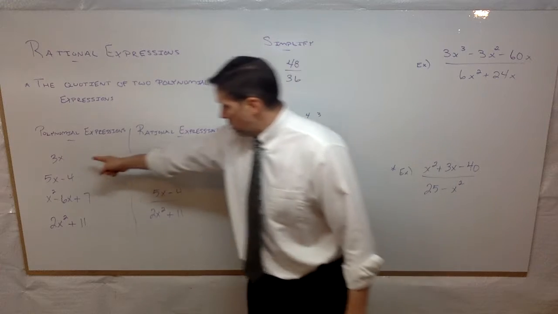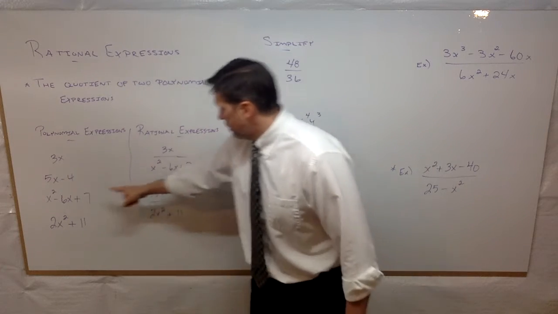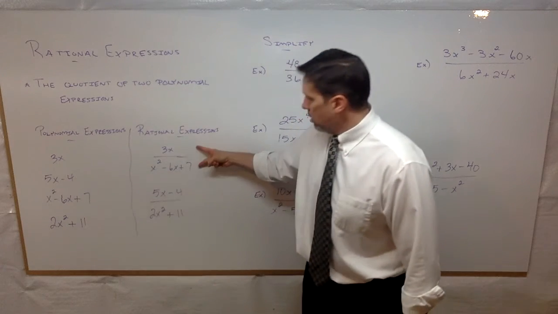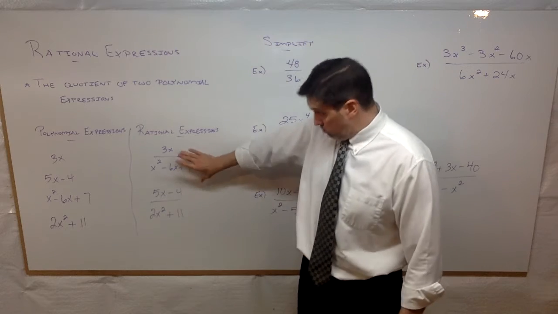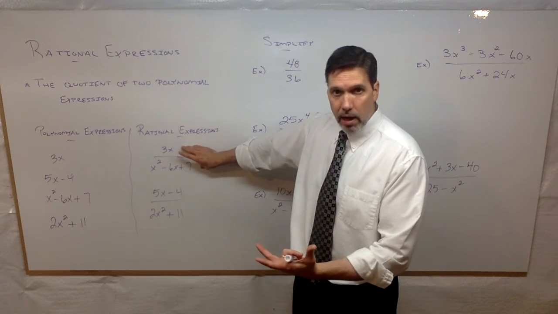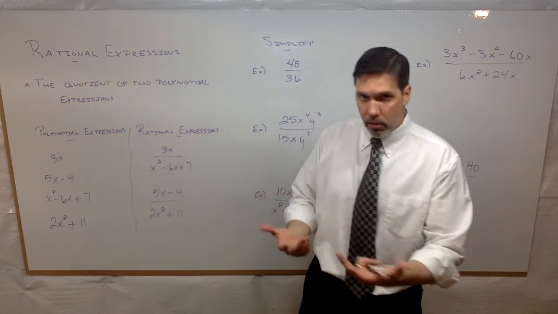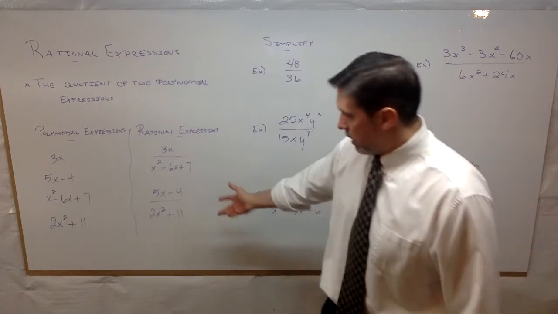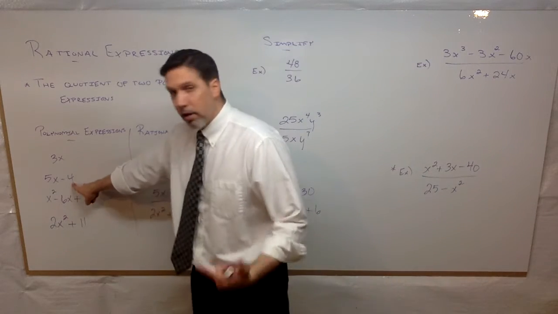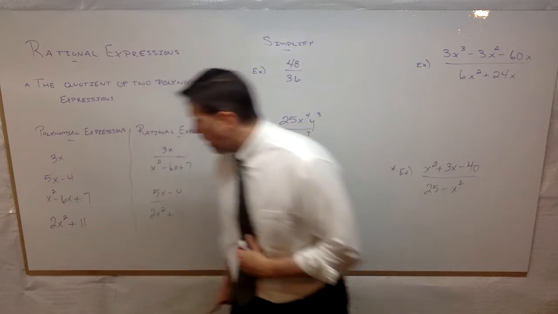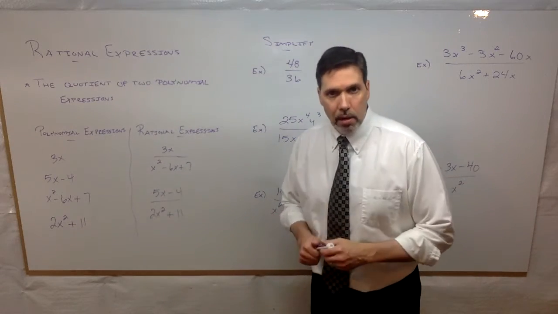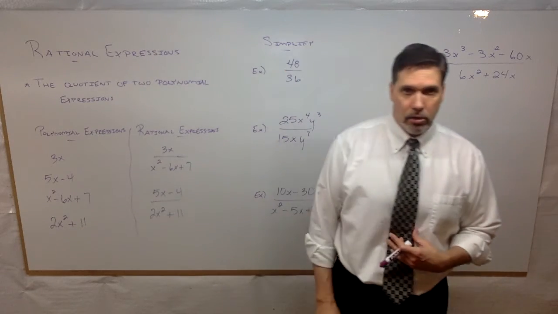So what I did is I took 3x and x squared minus 6x plus 7 and divided them. By showing this division process, you are actually creating what's called a rational expression. And likewise, I took 5x minus 4, a polynomial, and divided it by 2x squared plus 11, another polynomial, and I get another rational expression.